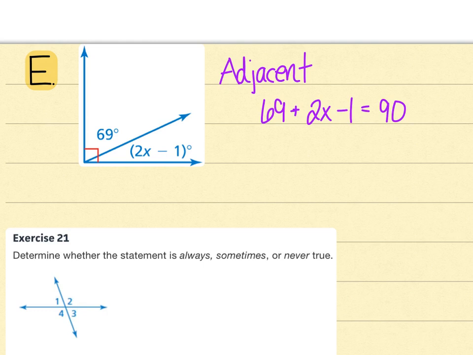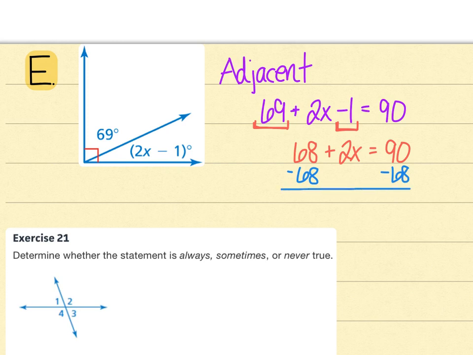So just like before, I'm going to combine my like terms. My like terms in this case are my constant terms. I don't have more than one variable term, but I do have more than one constant term on that left side. And so 69 and negative 1, different signs subtract, makes 68 plus 2x equals 90. Now we can get rid of that 68. It's a positive 68, so we're going to subtract 68 from both sides, make it go away, leaving us with 2x equals 22. That's what 90 minus 68 is.